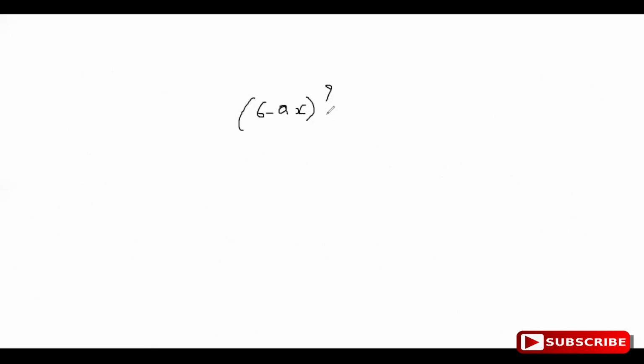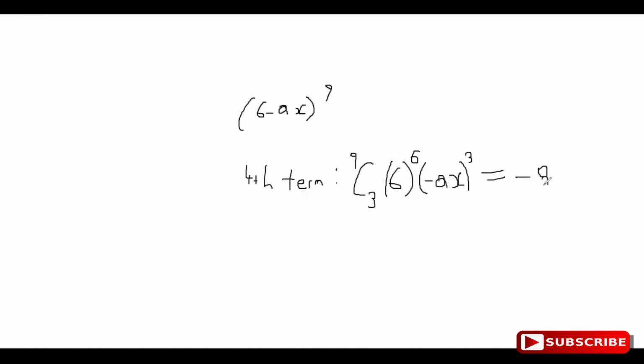Now, first and foremost, the coefficient of x cubed is the fourth term. And this fourth term, I'm going to call it t. Let's just write it. Fourth term t is equal to 6 to some power times minus ax to the 3rd power, and so this has to be to the 6th power, and so we're choosing 3 from 9. So that's the fourth term, and they told us that it's equal to negative 84x cubed.